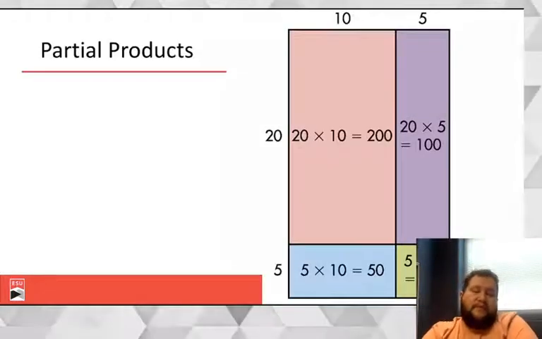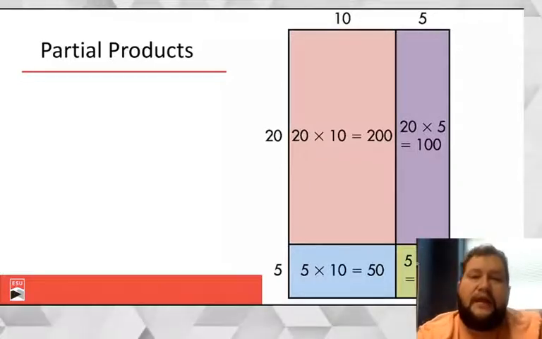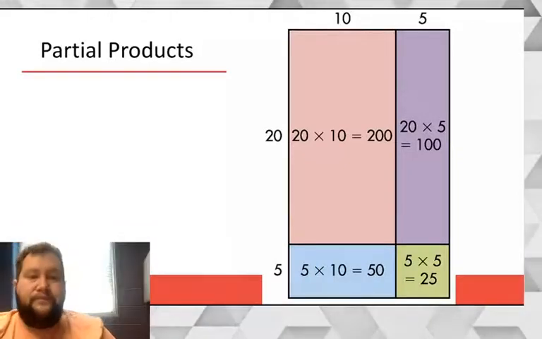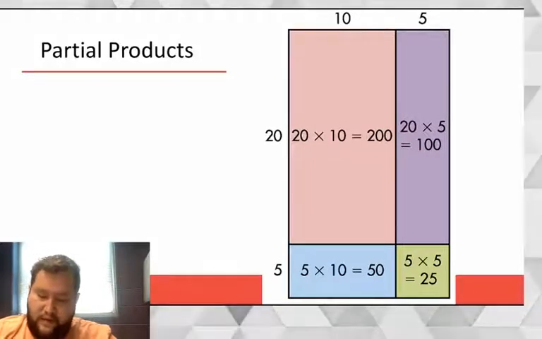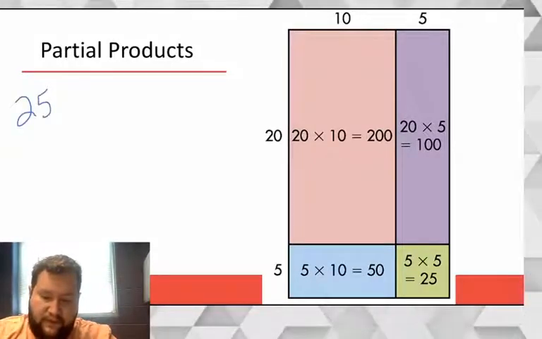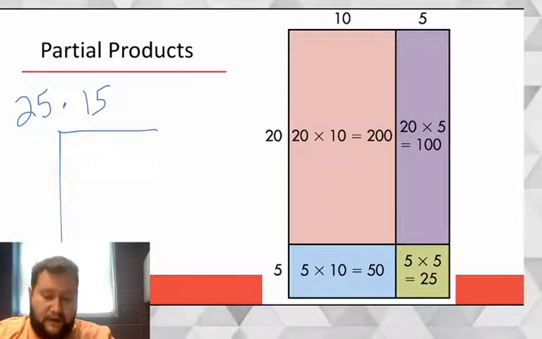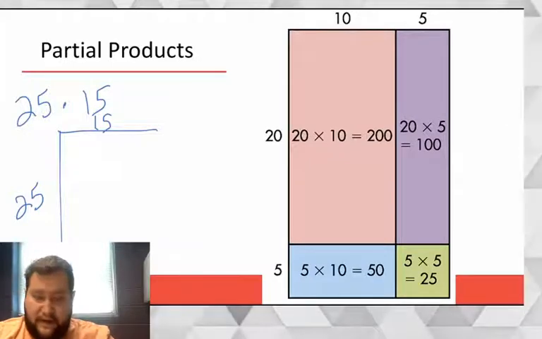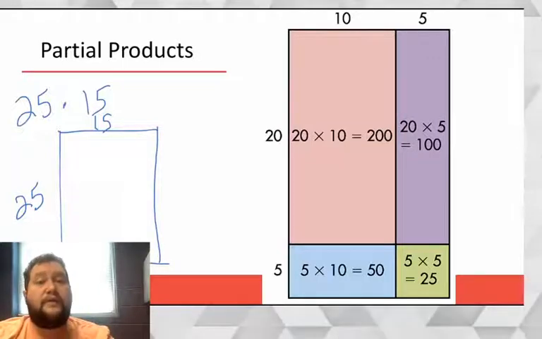So in terms of algorithms, we have partial products. The partial product algorithm relies on that meaning of the area model. So if I have 25 times 15, remember, our array model said we would have 25 rows with 15 in them. Nobody wants to write 25 rows with 15 dots. Nobody has time for that. So what we do when we complete that is we say, okay, let's use place value.